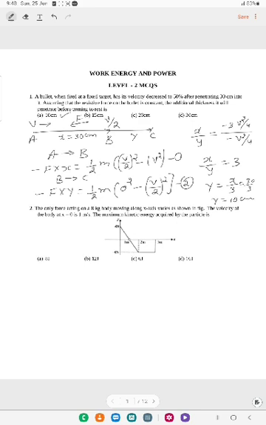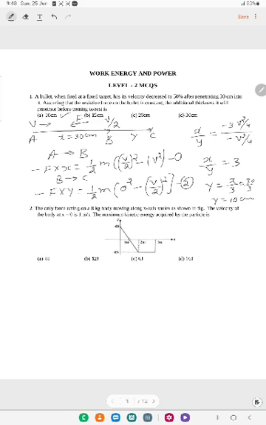Okay, question number 2. The only force acting on an 8 kg body moving along x-axis varies as shown in figure. The velocity of the body at x equal to 0 is 1 meter per second. The maximum kinetic energy acquired by the particle is.